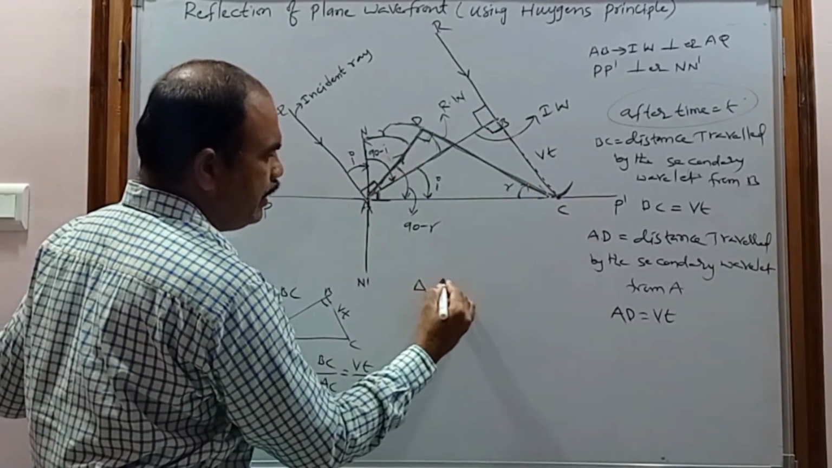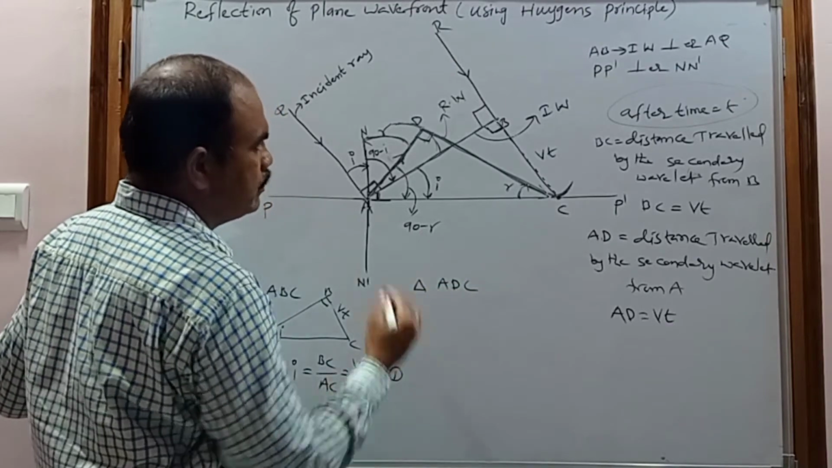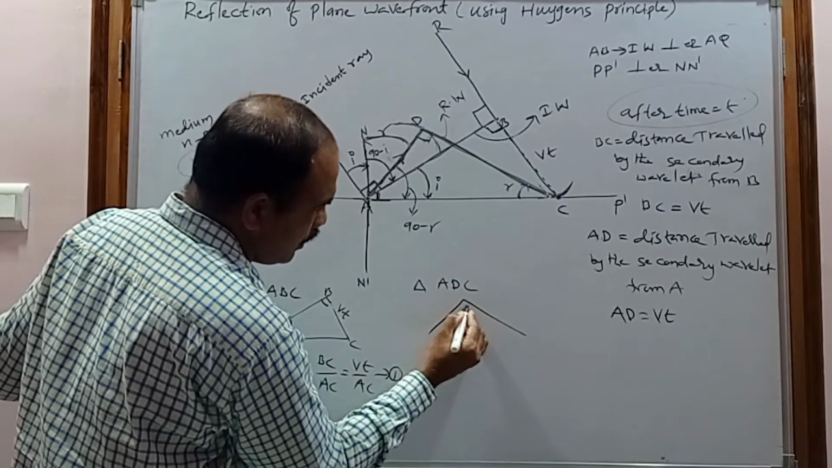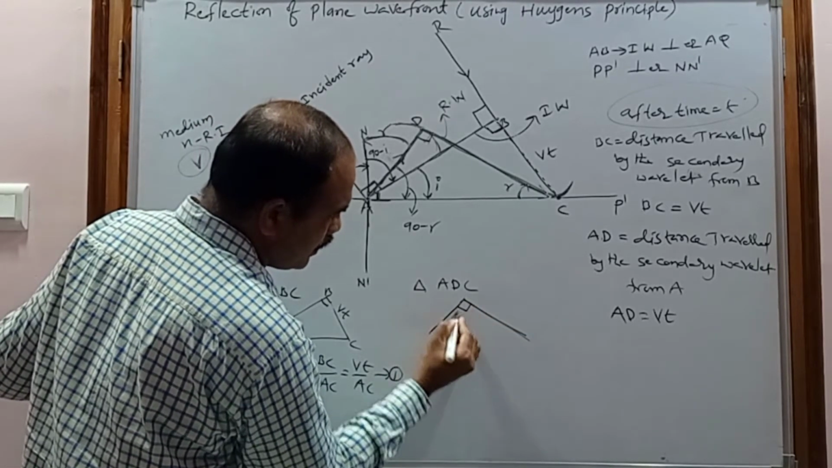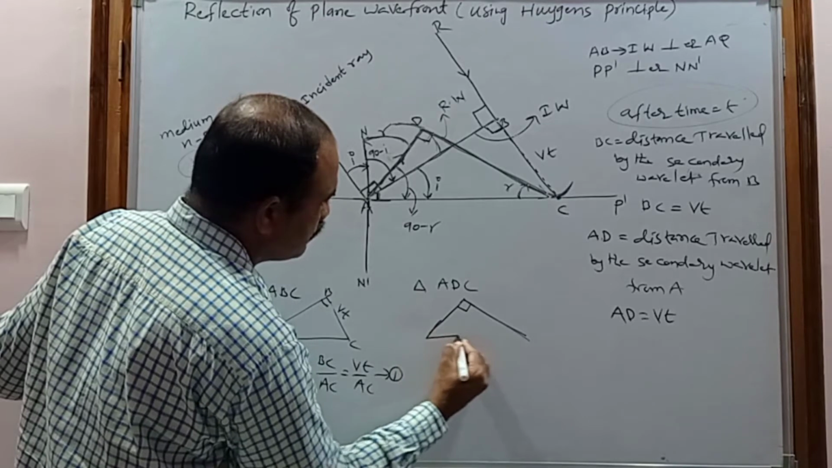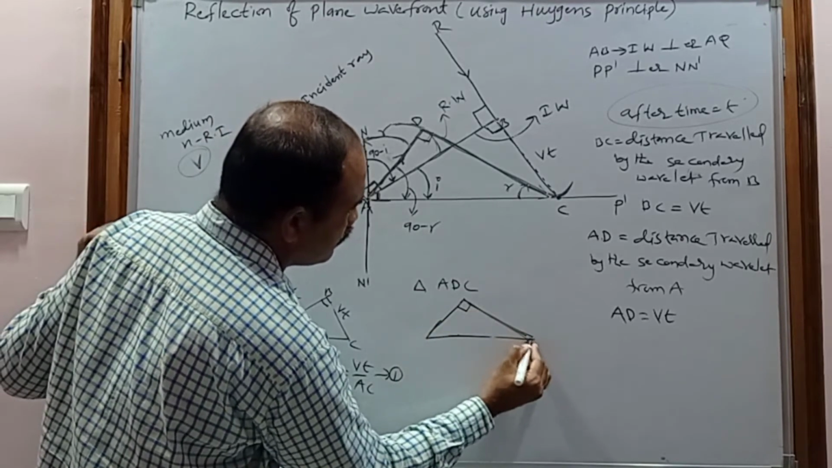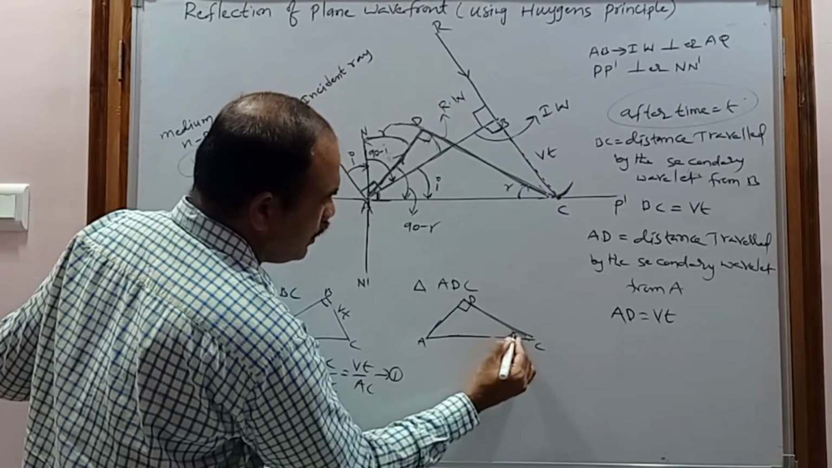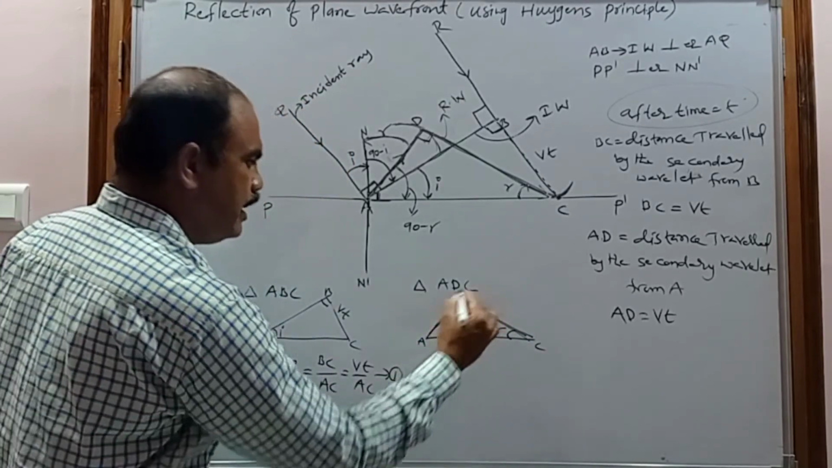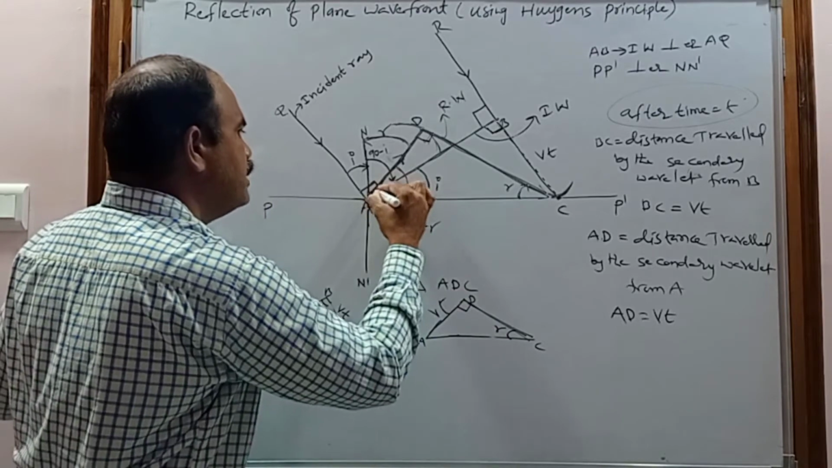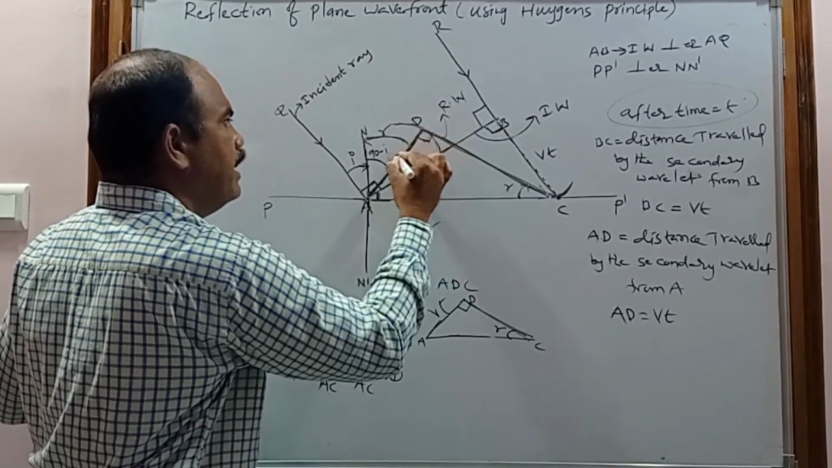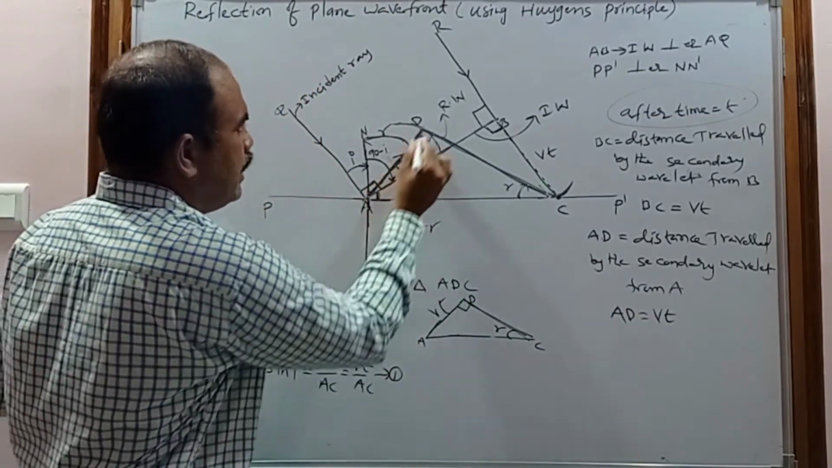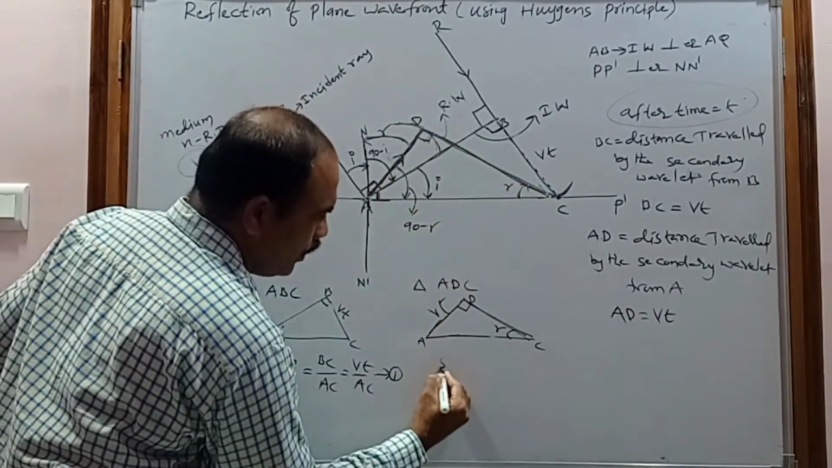Now coming to the triangle ADC. In triangle ADC, the triangle will be like this. I am drawing here. This is the 90 degrees. So this is the D, and this is A, and this is C. So here how much R? So this AD is nothing but what? VT. This AD is nothing but the distance traveled by the secondary wavelet which is coming from A, which is VT.